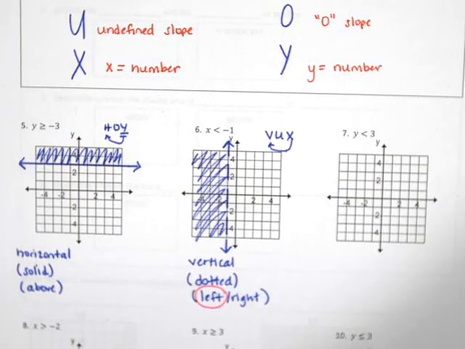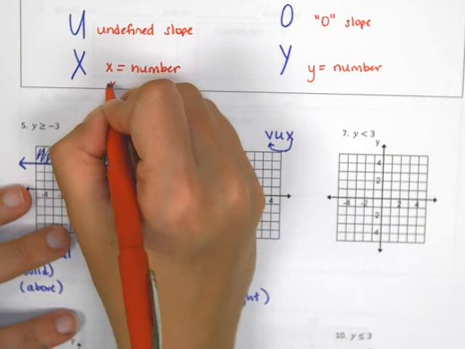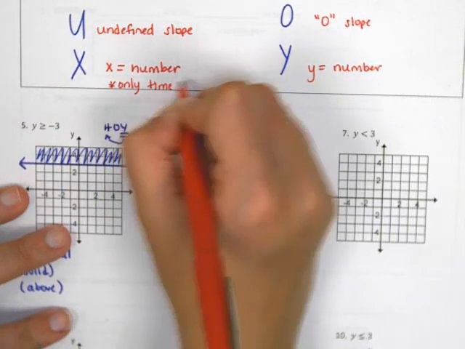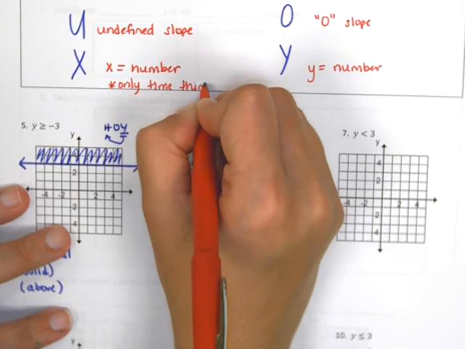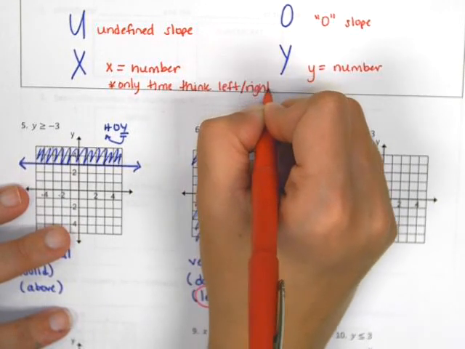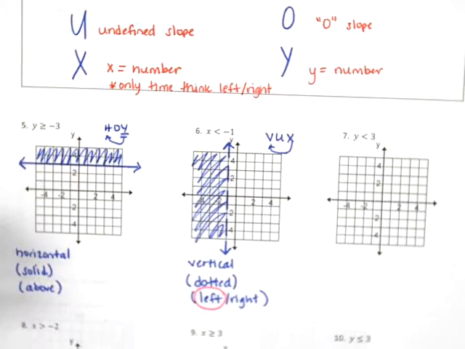So let's make a little note here. This, when we have vertical lines, is the only time we think left or right when we are shading. Otherwise, we always think about above and below. Let's try a few more examples.